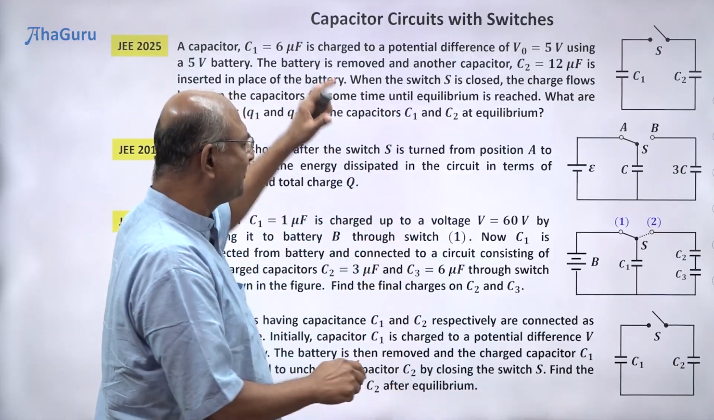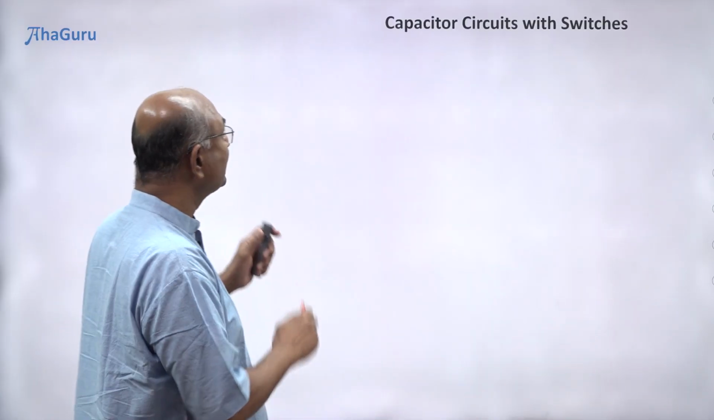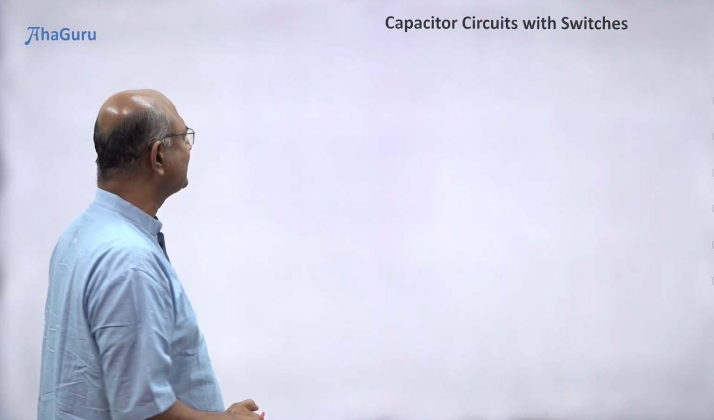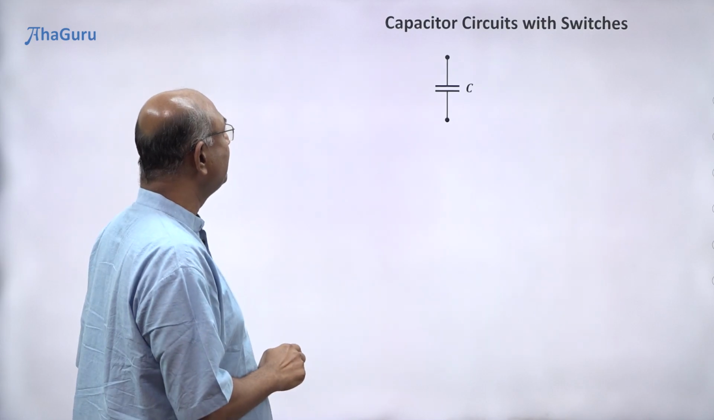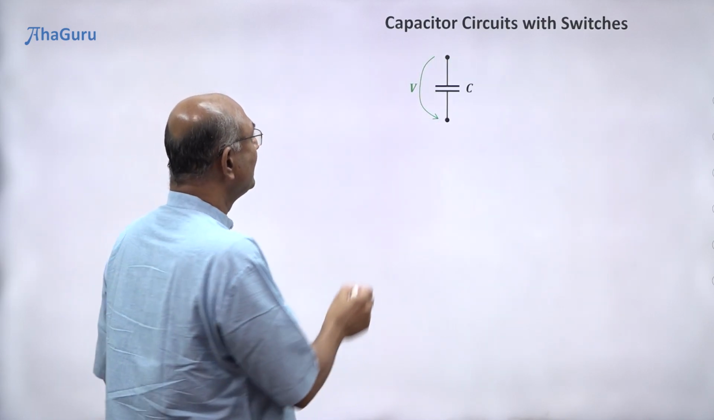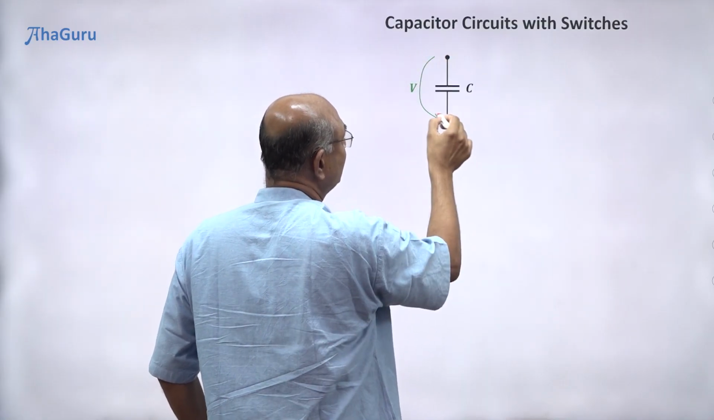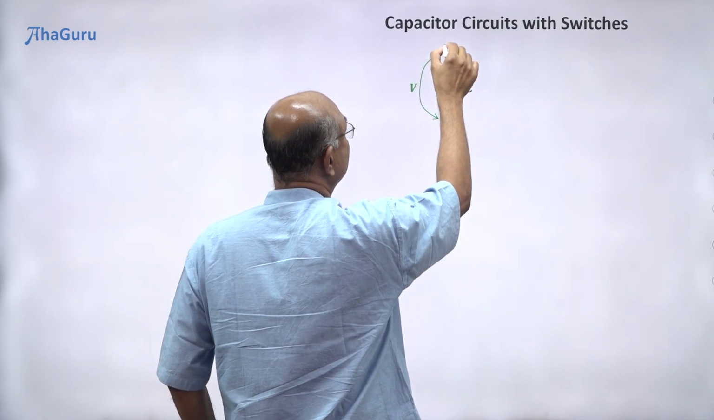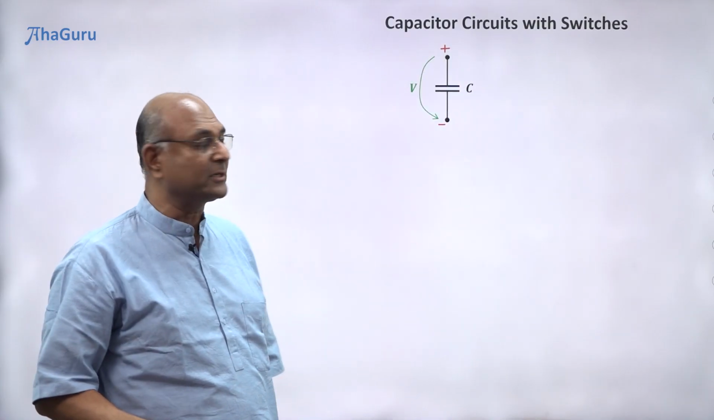Okay, let us now figure out how to approach these kinds of questions. Let us start by first looking at the basics of capacitors that you of course know. If you take a capacitor with capacitance C, and let us say we apply a potential drop V. So the potential drop is this way. So this is at a higher potential, this is at a lower potential. I'll say that this is the plus, this is the minus.